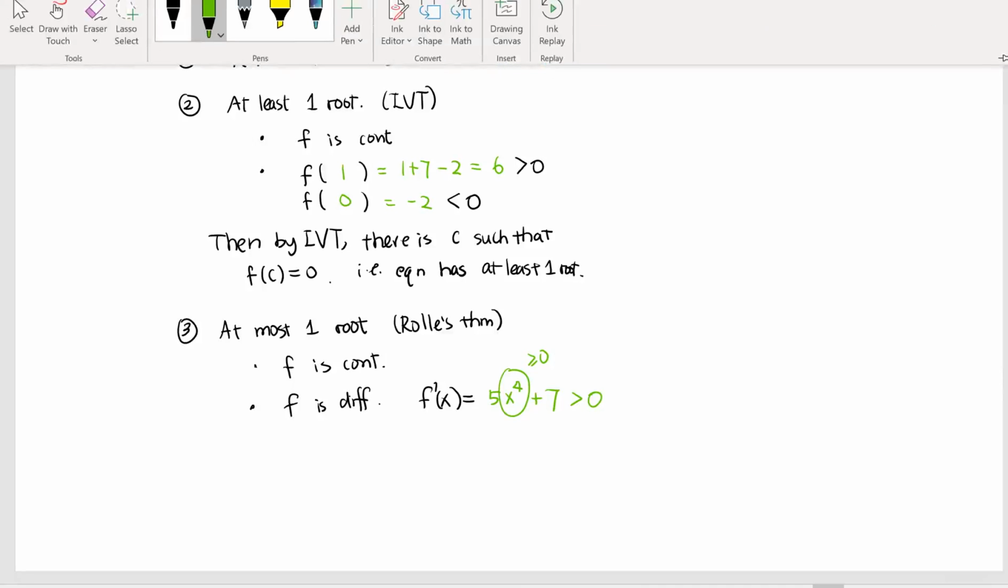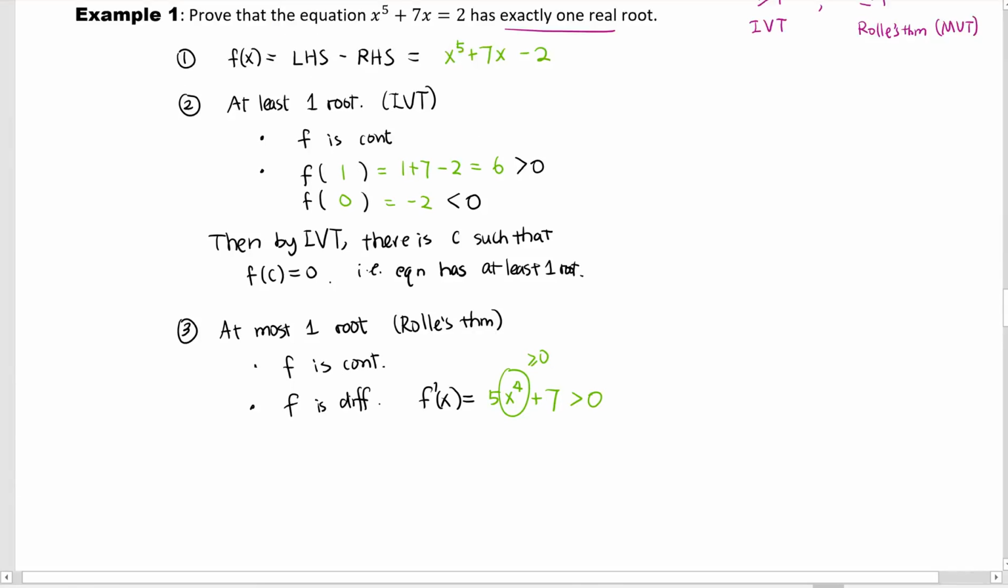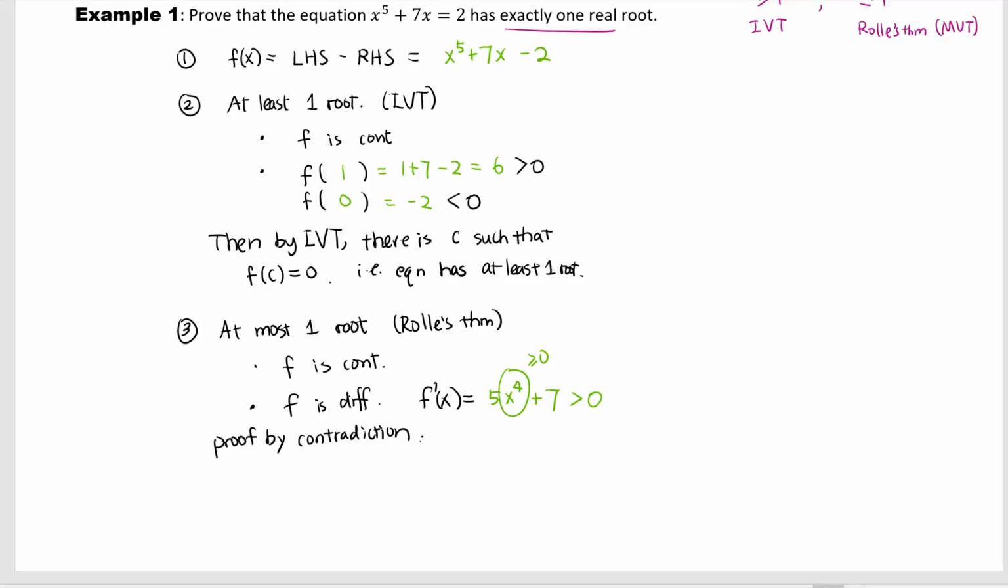Here we're going to prove by contradiction. So what is proof by contradiction? You assume your hypothesis is wrong, and then you continue, and eventually you get a contradiction. That means whatever you assumed is wrong. So let's assume that at most one root is wrong. That means suppose we have two roots.